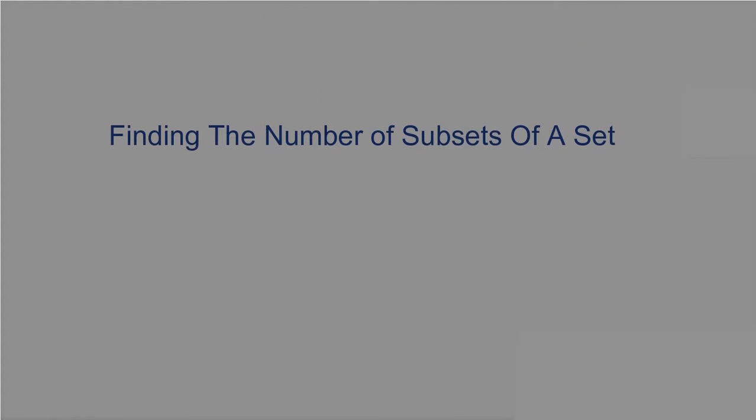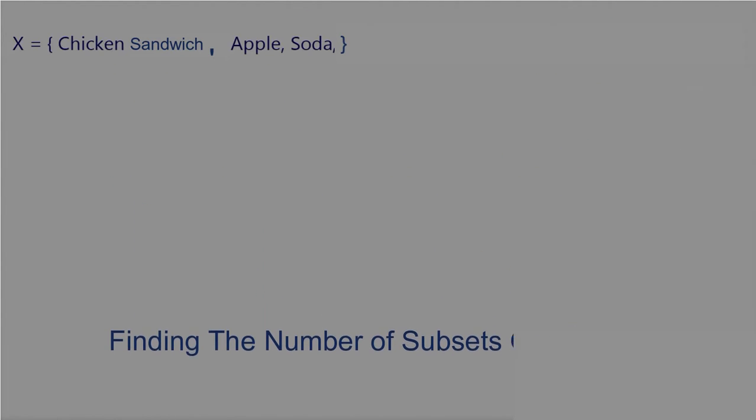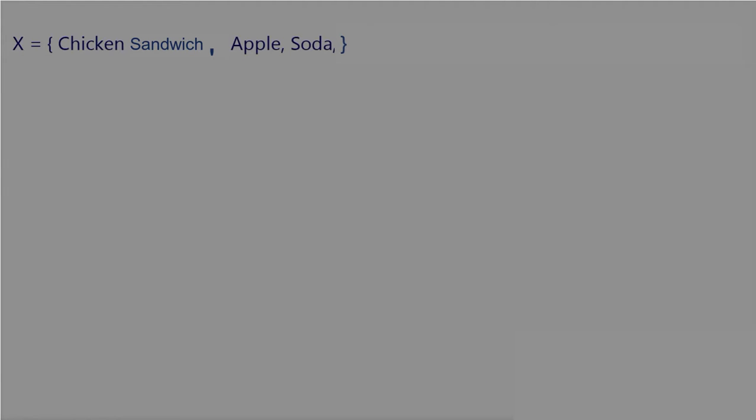Let's now focus on finding the number of subsets of a set. Now think of this. Jordan brought a lunch kit to school which contains a chicken sandwich, an apple, and a soda. The set X above is showing all of what Jordan brought to school, which is also the elements of the set. Jordan could decide that he will have the chicken sandwich only. We have to write a set to show that he could have the chicken sandwich only.